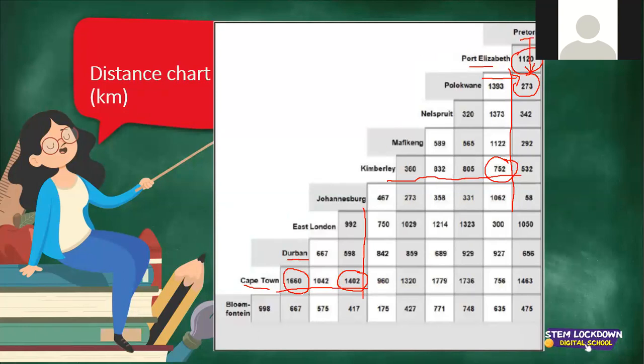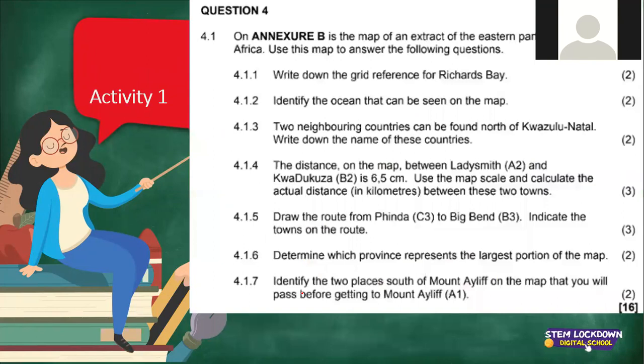Okay, obviously, this is how we learn. We learn by looking at activities. So here's a first activity that we're doing together. It says, on Annexure B is a map of an extract of the eastern part of South Africa. Use this map to answer the following questions. Obviously, you don't have the map, I have the map, so I'll show you the map.